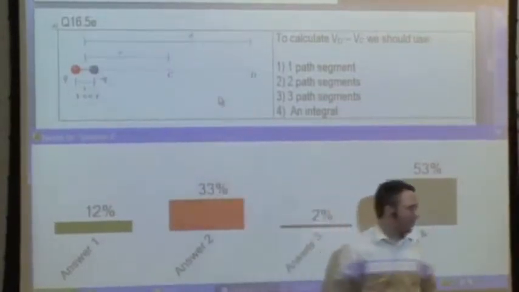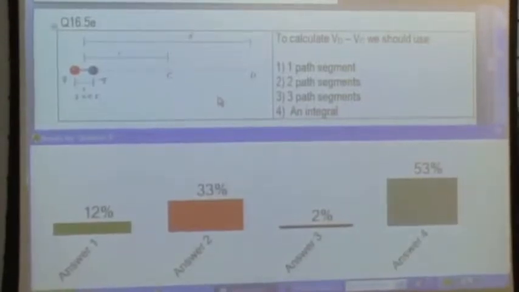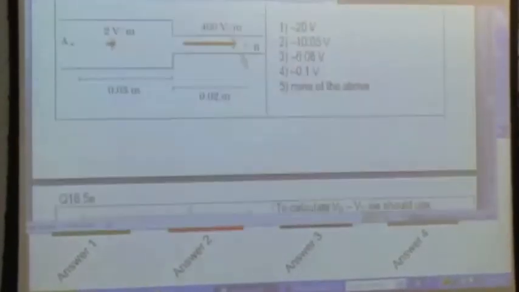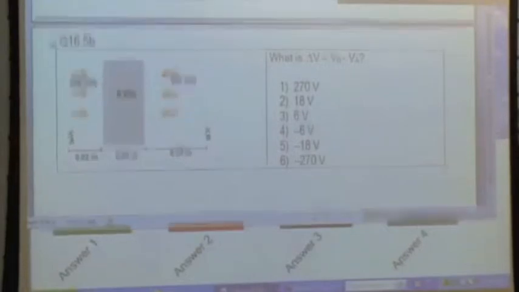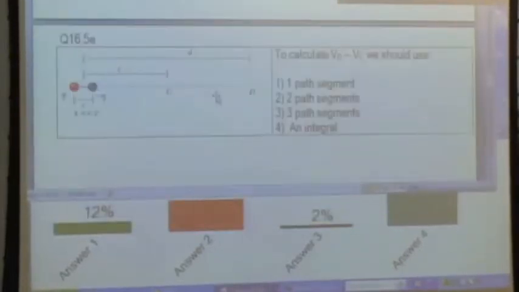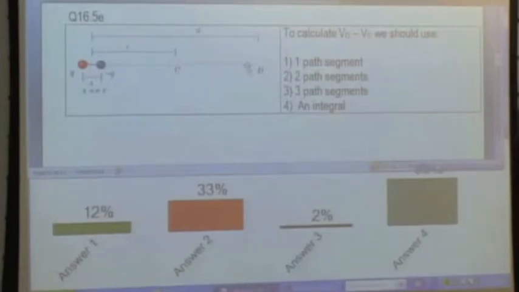Now, maybe the question wasn't as clear as it could have been, but in a previous question, how many path segments did we use? We used 3, right? Along each part of that path, the field was uniform, but it differed from one segment to the other. But in the case of a dipole, from C to D, what's happening to the electric field? It's changing in magnitude. How is it changing? What's the distance dependence? 1 over the distance cubed, right?